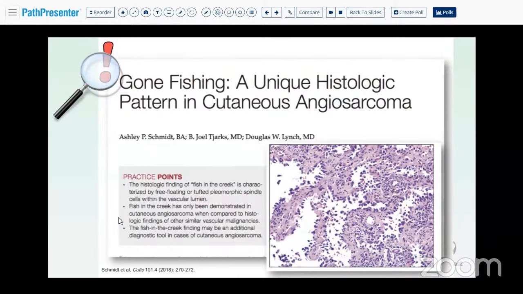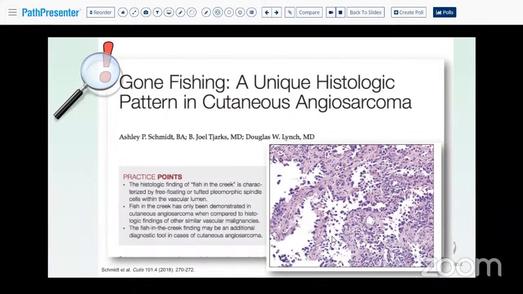This is an article that pointed out my favorite clue for angiosarcoma. It's called Gone Fishing, a Unique Histologic Pattern in Cutaneous Angiosarcoma. What we see in angiosarcoma is that if these crack-like spaces are the creek that's formed, our fish are these atypical endothelial cells that jut and project into the lumen, floating freely in those cracks.